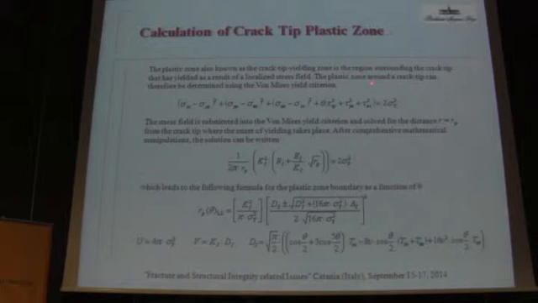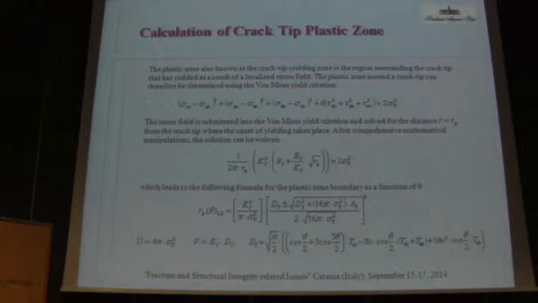So the plastic zone around the crack tip can be determined using the von Mises criterion. The stress field is substituted into the von Mises criterion and solved for the distance corresponding to the order of the plastic zone. After some mathematical manipulation, we have fairly simple equations to describe the shape and size of a plastic zone. And this equation leads to the following formulas for the plastic zone boundary as a function of angle.